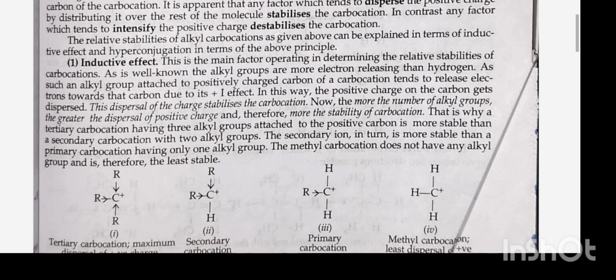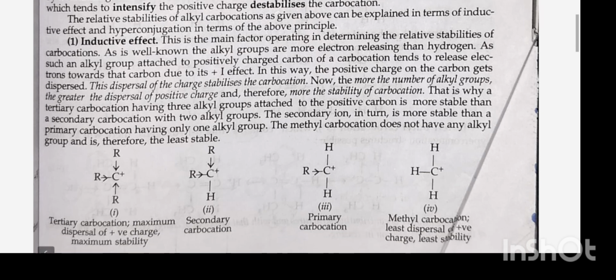The relative stability of alkyl carbocations given above can be explained in terms of the inductive effect and hyperconjugation. First, the inductive effect. This is the main factor operating in determining the relative stability of carbocations. As is well known, alkyl groups are more electron releasing than hydrogen. As such, an alkyl group attached to the positively charged carbon of a carbocation tends to release electrons toward the carbon due to its plus I effect. In this way, the positive charge on the carbon gets dispersed. This dispersal of charge stabilizes the carbocation.